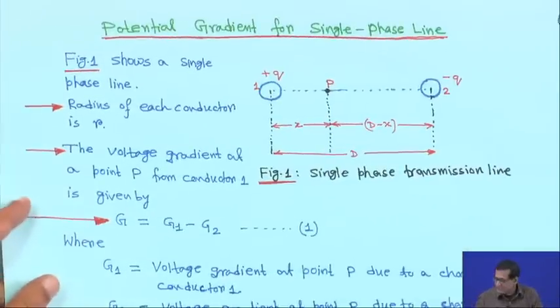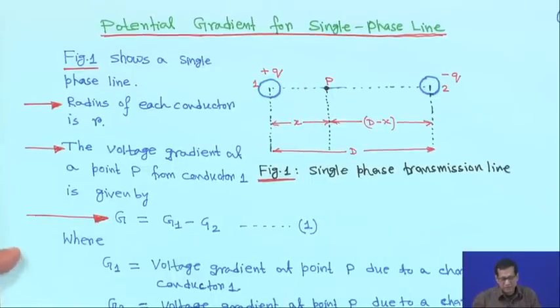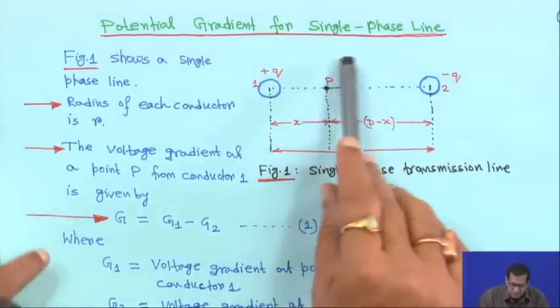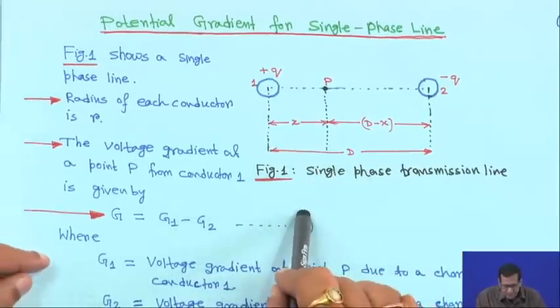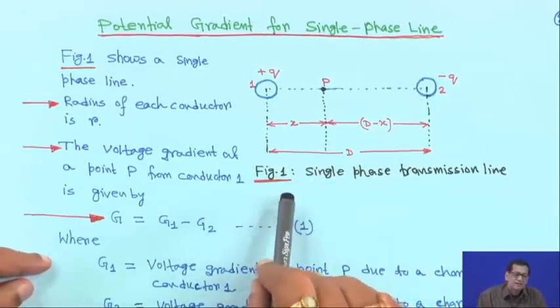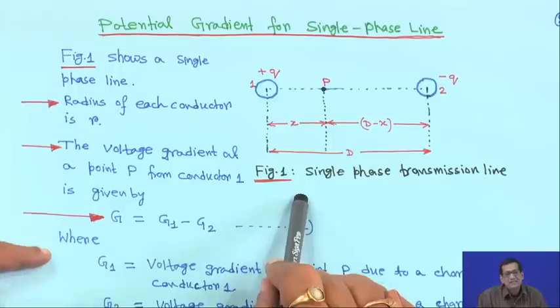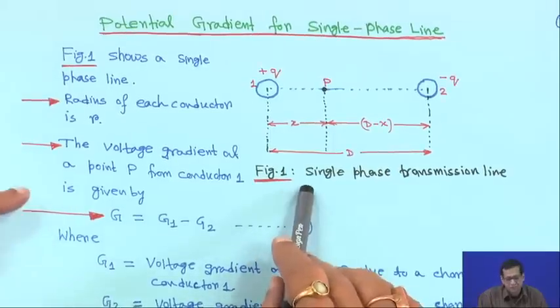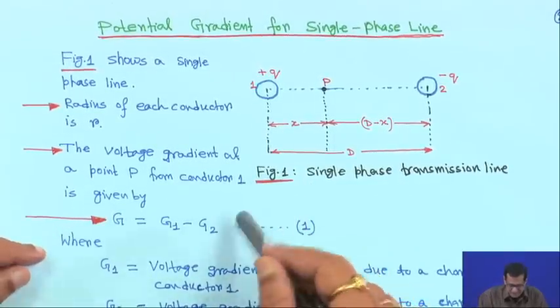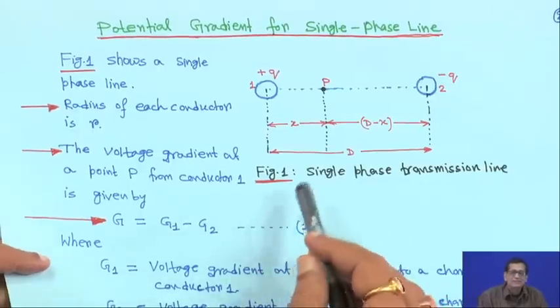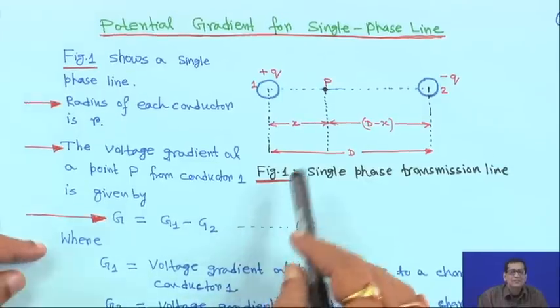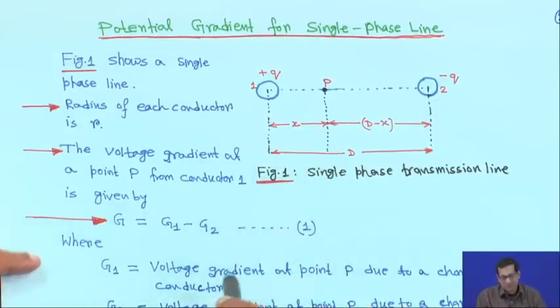Now, with this we will come to the potential gradient for a single phase line, all related to corona. Actually, for the potential gradient for a single phase line, I will again refer to that capacitance chapter, everything has been done there in the power system analysis course. These are very simple things, but if you want to recall your memories, then please see that capacitance chapter, right.